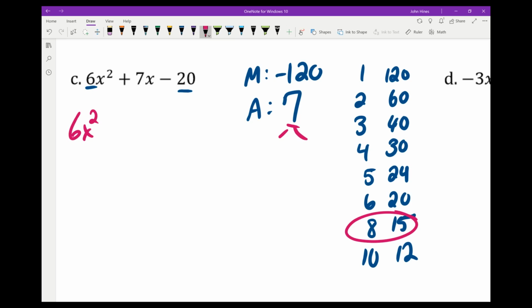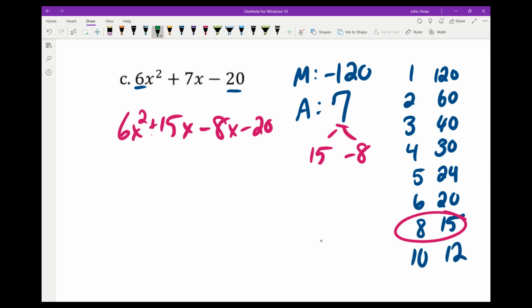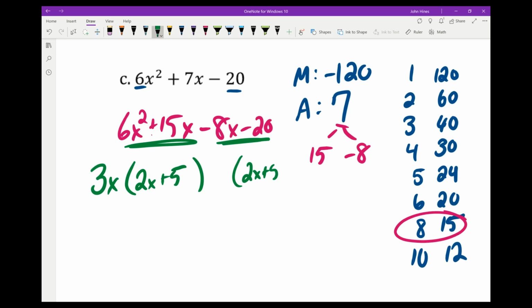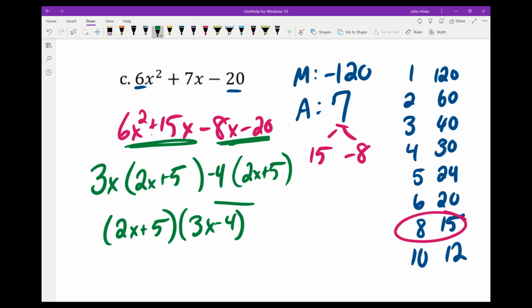Here we go. How do I split it? I need a positive 7, so 15 minus 8: 15x minus 8x minus 20. Then we group our first two and take out a 3x. Oh no, that leaves me with a 2x plus 5, so I better have 2x plus 5 over here, which means I'm taking out a factor of negative 4. 2x plus 5, 3x minus 4.